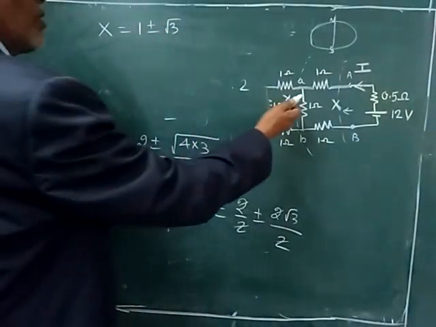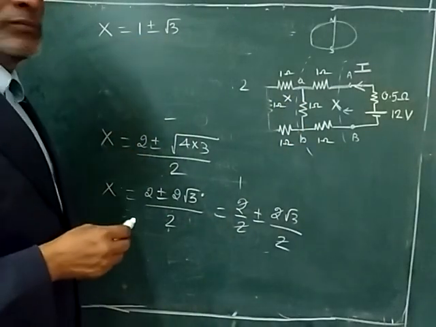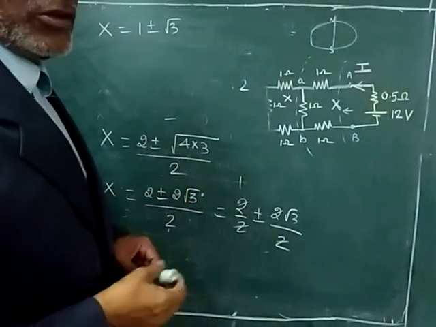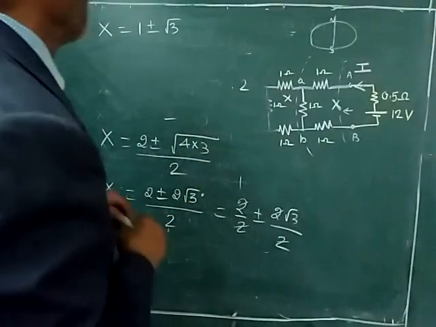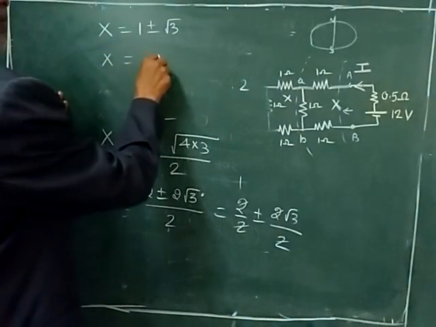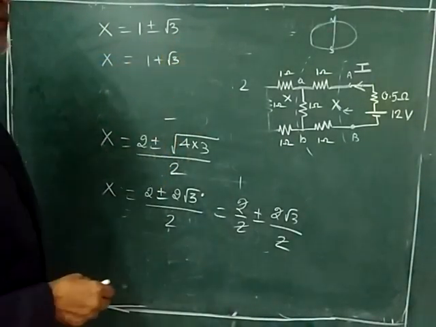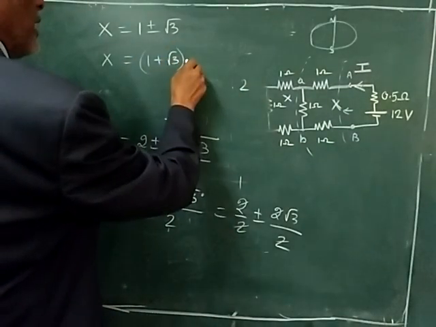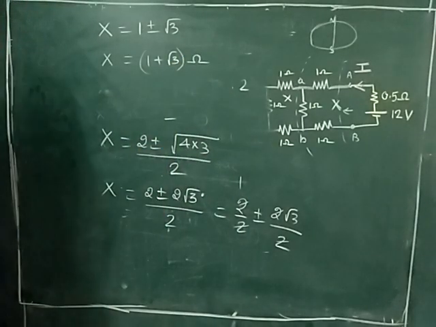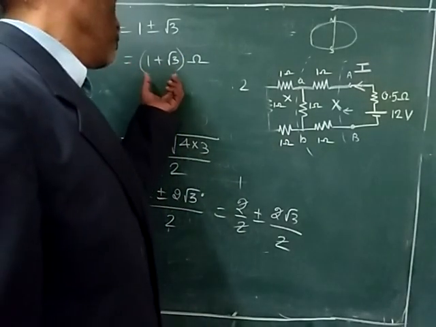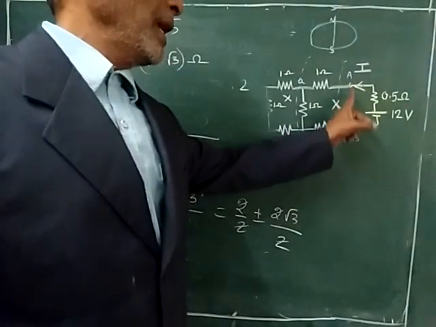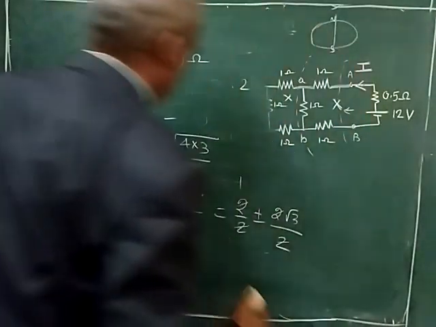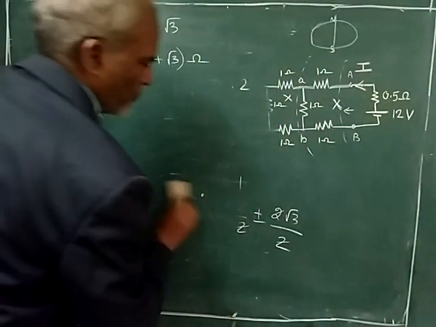So we cannot take negative value. We will take only positive value, because this resistance is not a negative resistance. So x value is 1 plus root 3. 1 minus root 3 we are not taking into account, because this resistance cannot be negative. This much ohms is the value as seen from A and B point. So we will fix that resistance and then solve for the circuit.